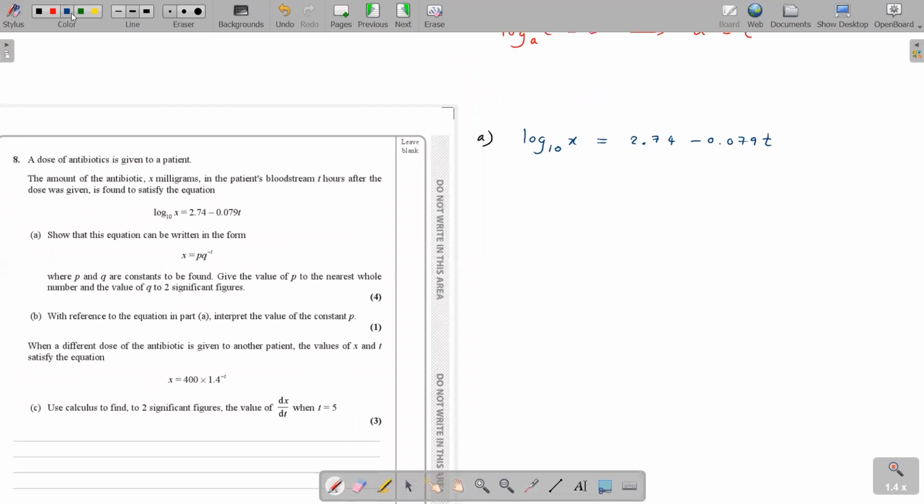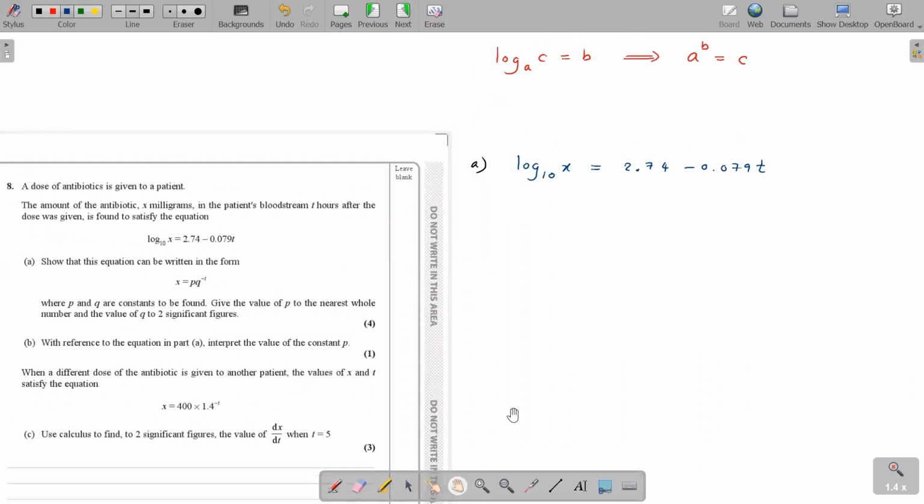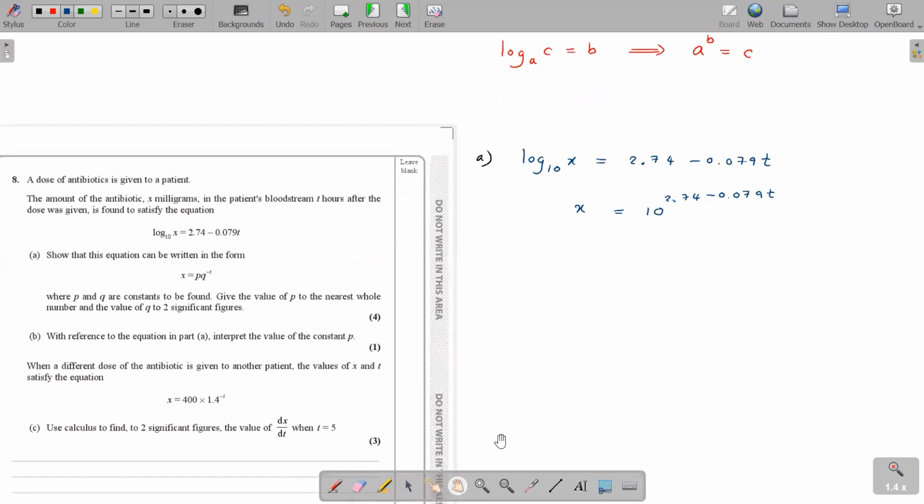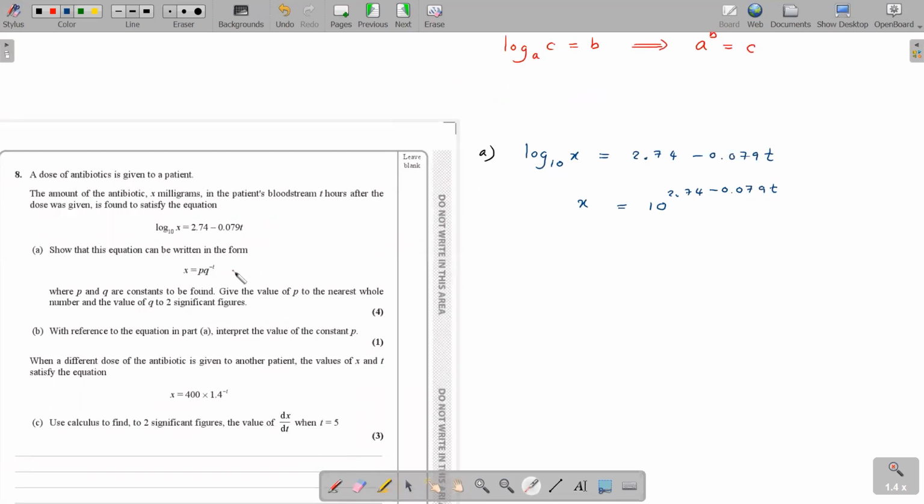So when I convert to index form, this 10 is the base, the a value. So what do I get here? 10 to the power 2.74 minus 0.079t equals this x. Now we need to get it into this format. Though I have x as subject now, it's still not in the correct format. How do I separate this? 10 to the power 2.74 multiplied by 10 to the power minus 0.079t.